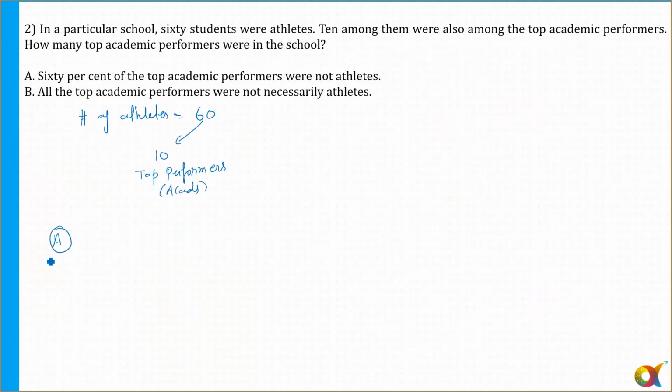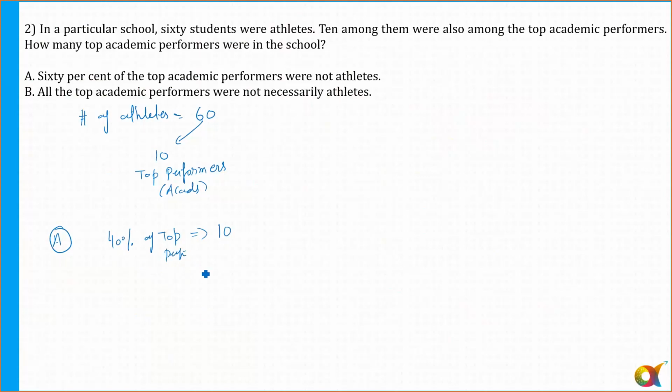Statement A individually says that 60% of the top performers were not athletes. So 60% were not athletes. So how many were athletes? Can you say 40% of the top performers were athletes? So this value is equal to 10. If 40% of the top performers is equal to 10 here, it means we can find the answer.